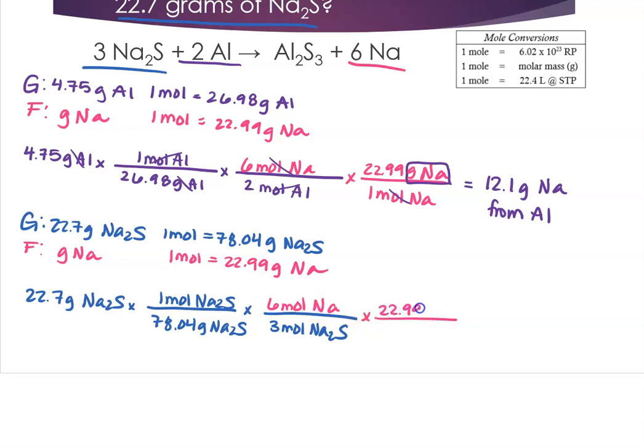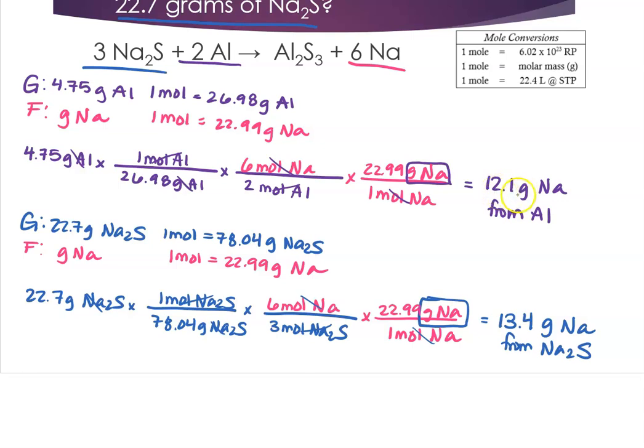And then lastly, we convert to grams. We do 22.99 grams of Na over 1 mole of Na. Grams cancel with grams, moles cancel with moles, moles Na cancel moles Na, and I'm left with grams of Na. So when I do this, I get 13.4 grams of Na from Na2S.